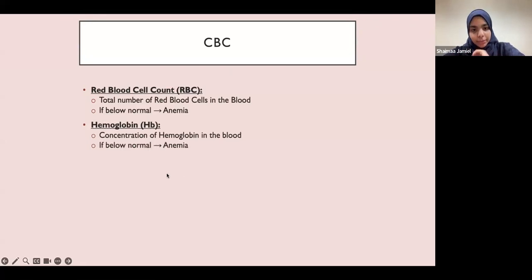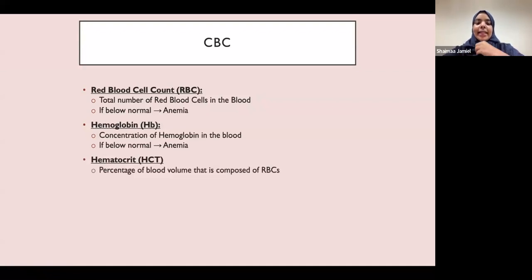Then if it's below normal, then the patient is anemic. Hematocrit is basically the percentage of blood volume that is composed of red blood cells. So it's basically the volume of the red blood cells in the blood. And if it's below normal, as we mentioned before, then it's anemic.